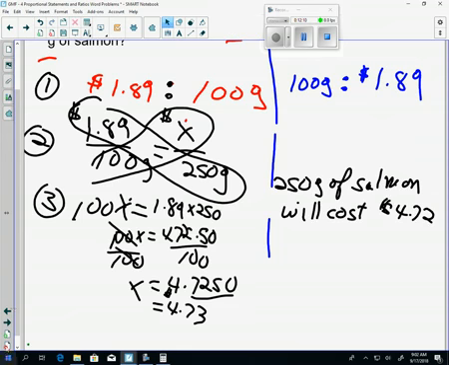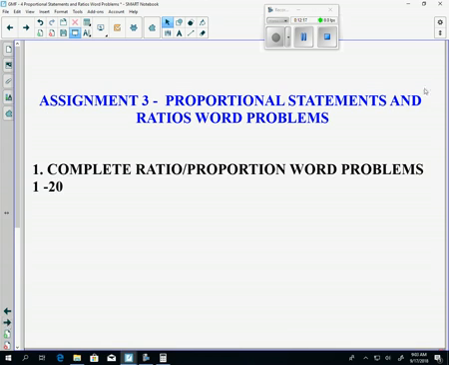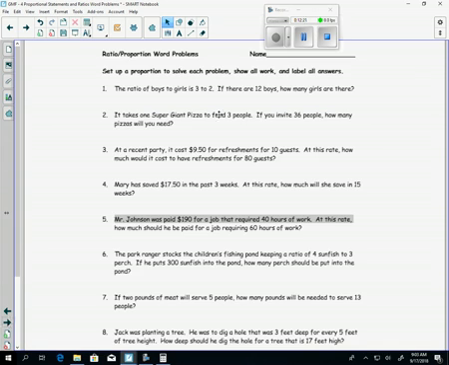So that's it for examples. I'm going to give you these word problems. I'll hand them out to the people in the class, and the ones at home I'll email them to you.